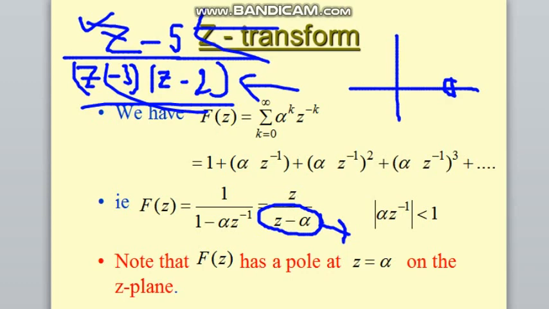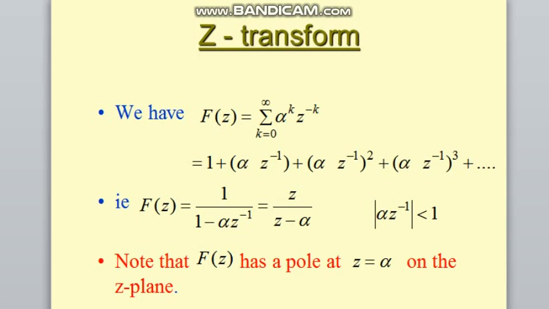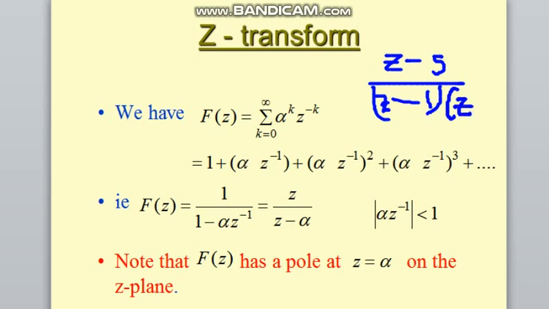Okay, so if the equation is like that, z minus 5 divided by z minus 1 into z minus 2, then taking 0 in both parts, you will definitely get the answer. That is the zeros, and that will be the poles.